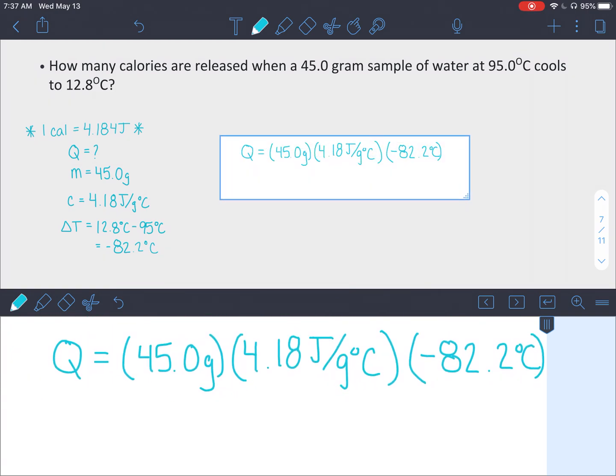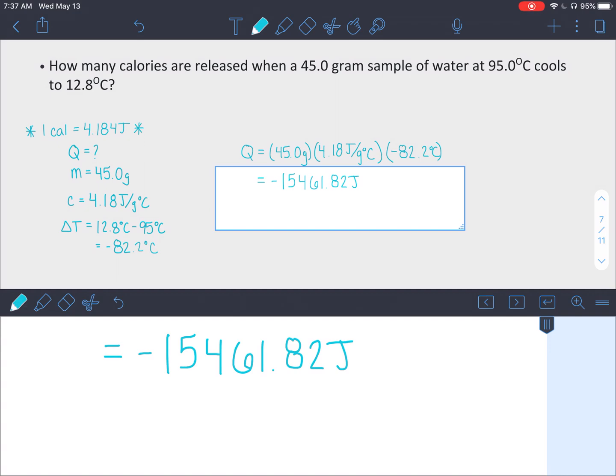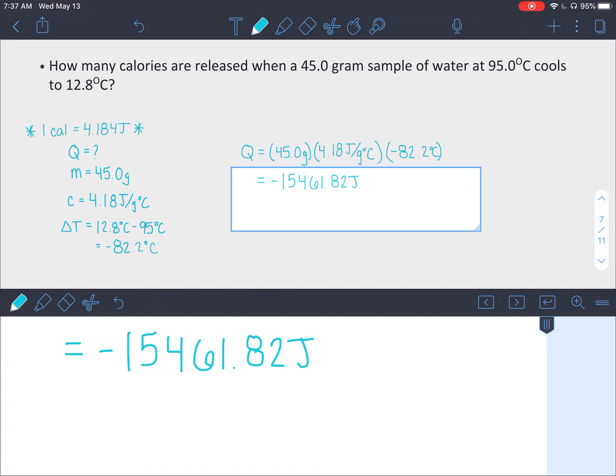All right, now that we have everything written out, you just plug that into a calculator. What you'll get is negative 15,461.82 joules. All right, now, but we are not done because we still have to convert joules into calories. And this conversion will be just like if you were asked to convert inches into feet. Okay, so performing a little dimensional analysis like we know how to do.